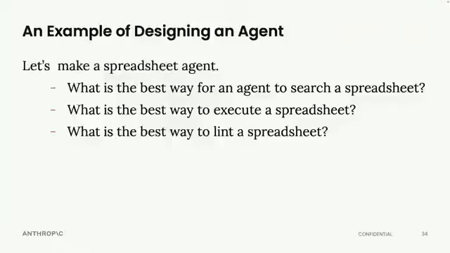Okay, cool. So, an example of designing an agent. This is not the prototyping session, but I think this will be a good way into it. Let's say we're making a spreadsheet agent. What is the best way to search a spreadsheet? What's the best way to execute code? Or what's the best way to take action in a spreadsheet? What is the best way to link to a spreadsheet, right? These are all really interesting things to do.